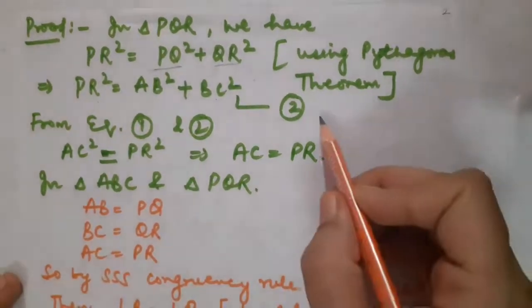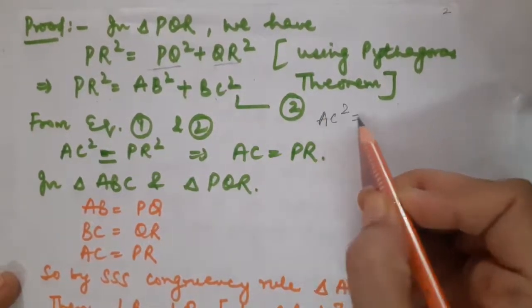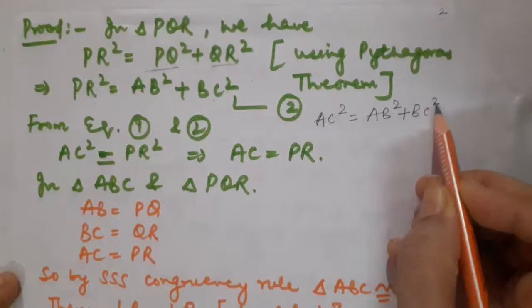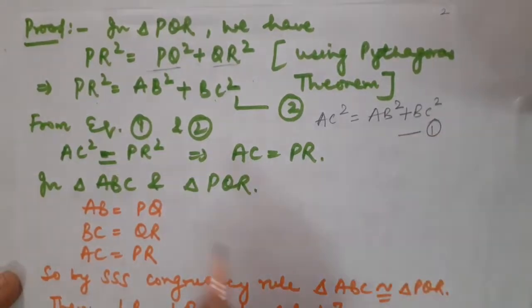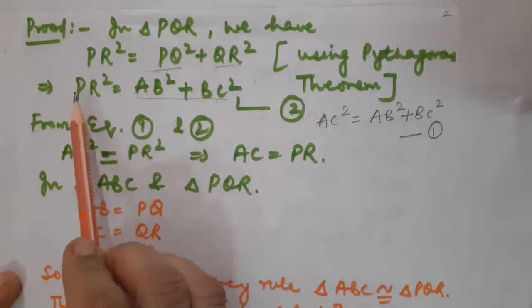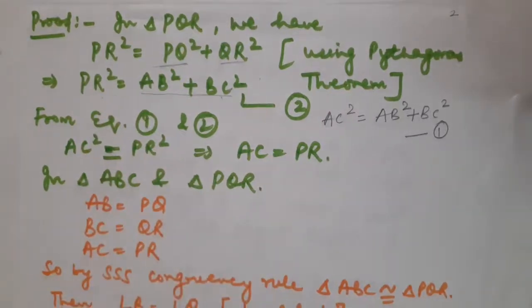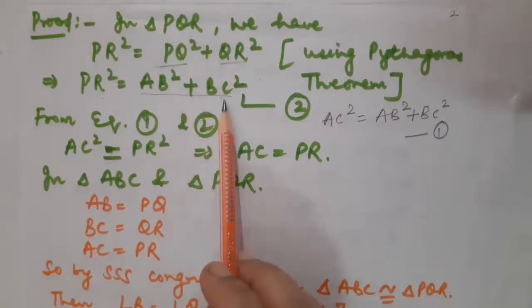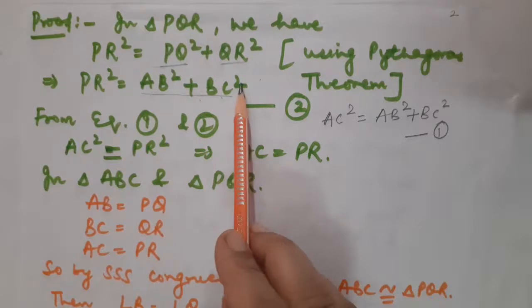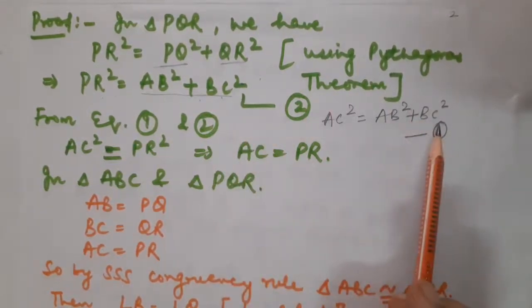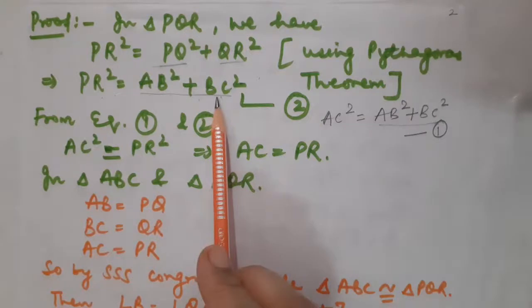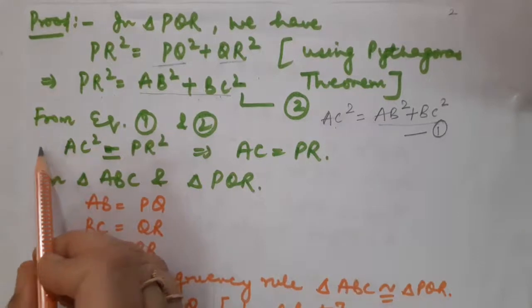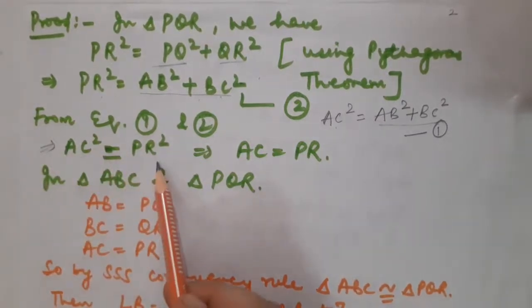Now from equation number 1 and 2, what did you observe? Let me write equation number 1 here so that you can better understand the concept. This is AC square is equal to AB square plus BC square. This is equation number 1. Here also AB square plus BC square is equal to PR square. So in equation number 1 as well as in equation number 2, right hand side is equal. If right hand sides are equal, then can I say that left hand side will also be equal? Of course. So it implies AC square is equal to PR square.